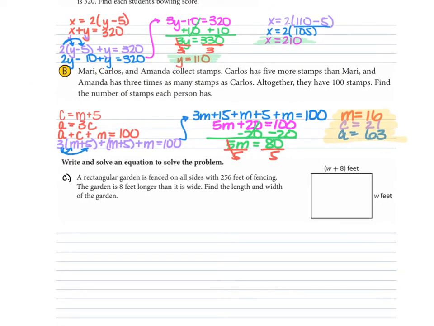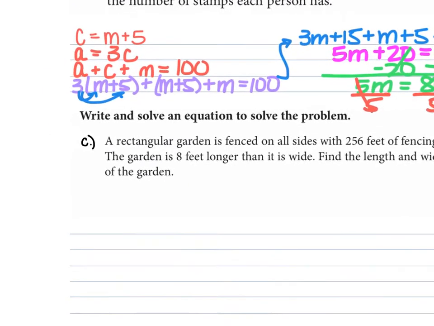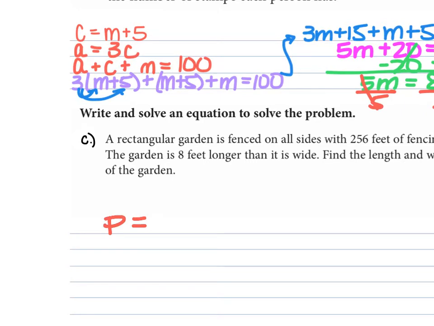For C, it says a rectangular garden is fenced on all sides with 256 feet of fencing. The garden is 8 feet longer than it is wide. Find the length and the width of the garden. A rectangular garden is fenced on all sides with 256 feet of fencing. Well, what's the measurement of all sides added together? The perimeter. So we know our perimeter, P, is equal to 256.